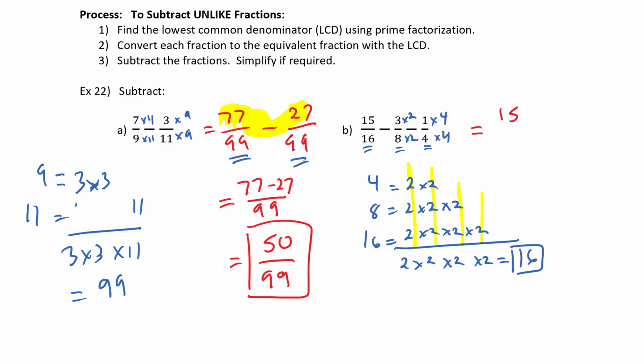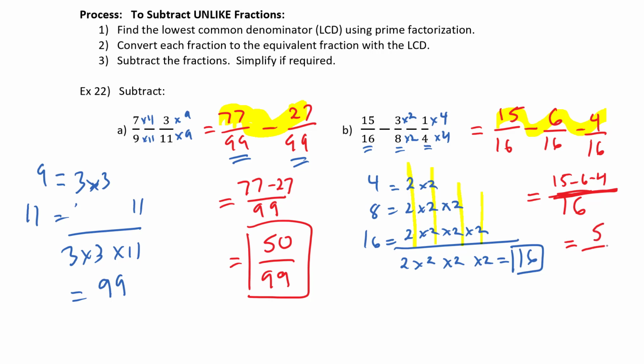So here we have 15 over 16 minus 3 times 2 is 6 over 16 minus 4 times 1 over 16. Here we have a common denominator of 16. And then we look at the math here. 15 minus 6 minus 4. Let's write that down. 15 minus 6 minus 4. Make sure that encompasses the whole thing. 15 minus 6 is going to be 9. Minus 4 is going to be 5. 5 over 16. Can we simplify this down anymore? We cannot. 5 over 16 is the final answer.